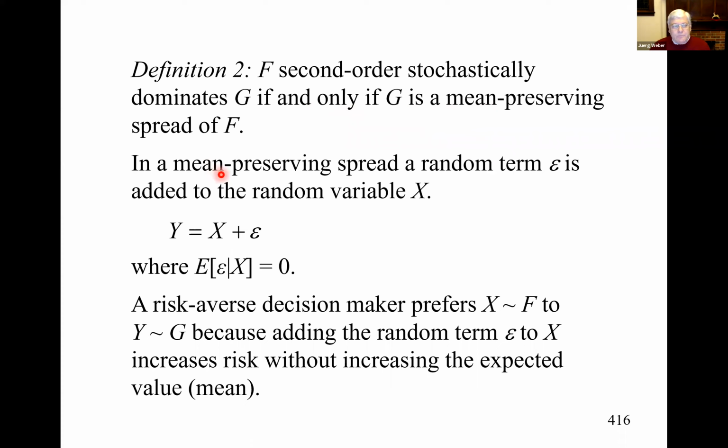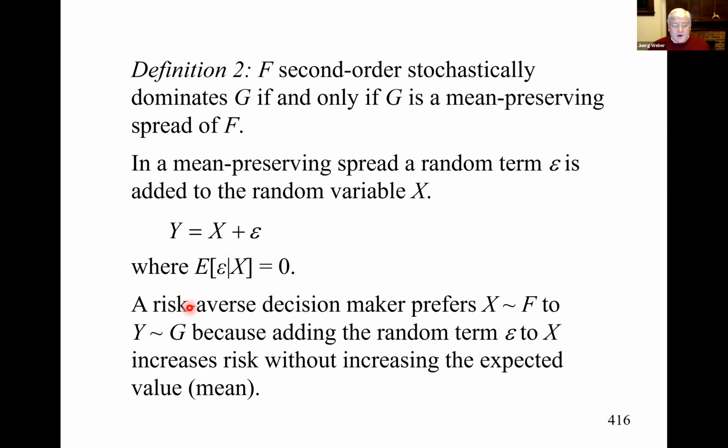Now, in a mean preserving spread, a random term epsilon is added to the random variable x. So I have a random variable x, and I add another random term with an expected value of 0, and I'm getting a new random variable y. So I start with a random variable x, I add another one with an expected value 0, and I'm getting a new random variable y.